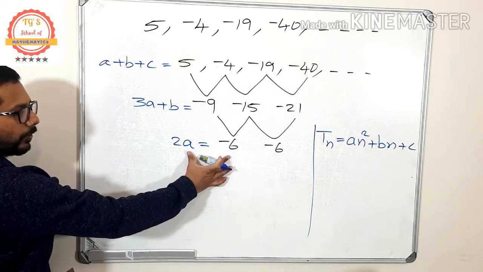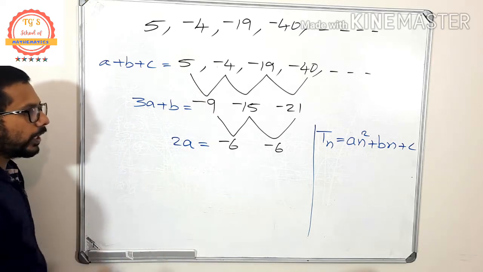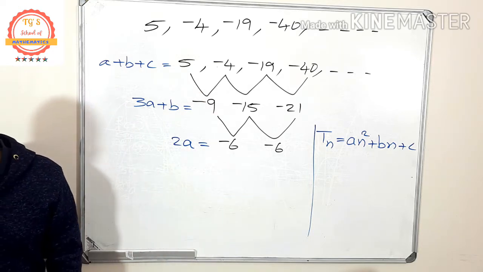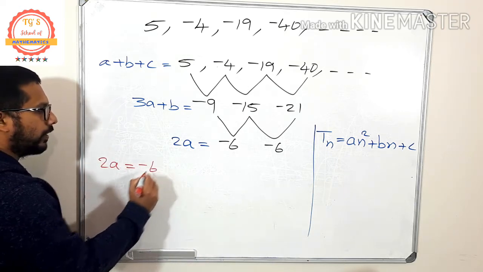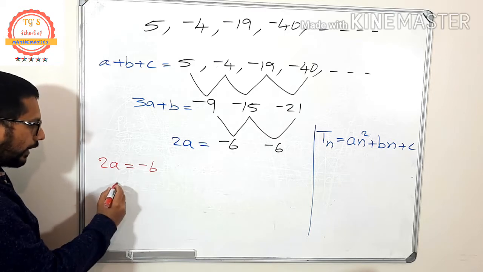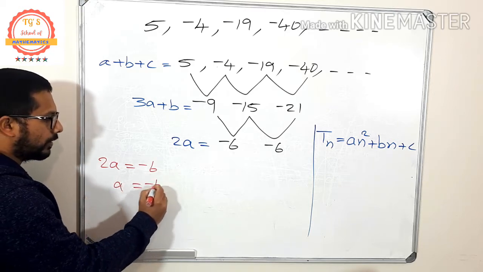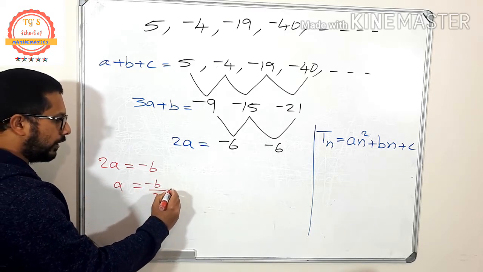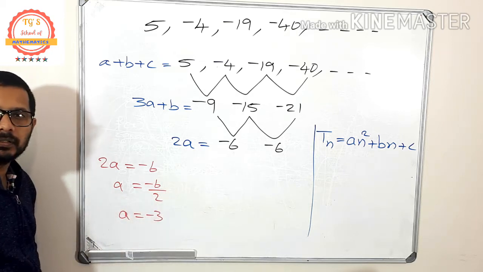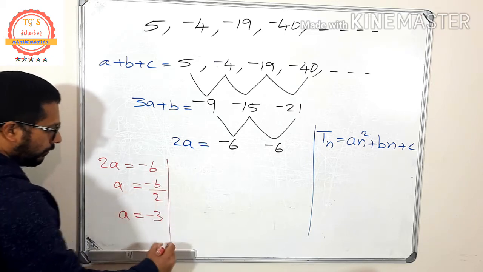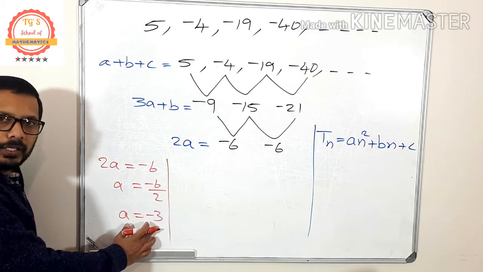So let's start from the second difference. 2a is equal to minus 6. So what is a? Minus 6 divided by 2. That is a is equal to minus 3. Now we know the value of a, minus 3.